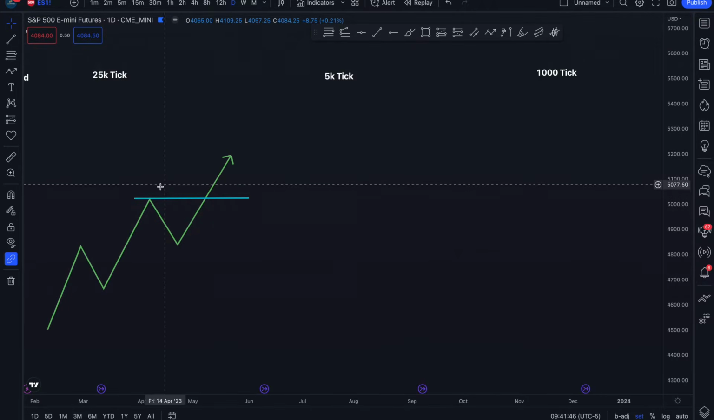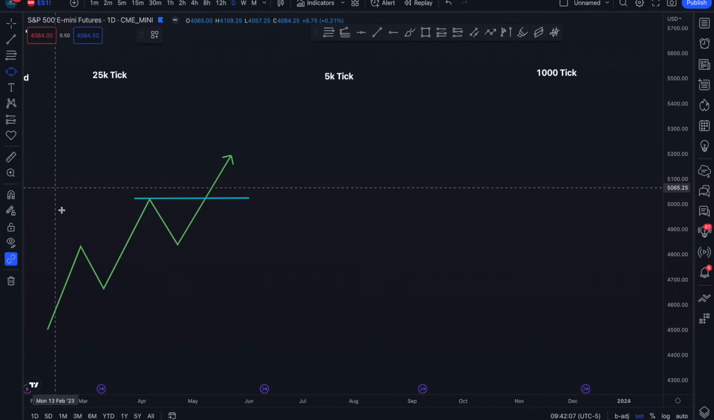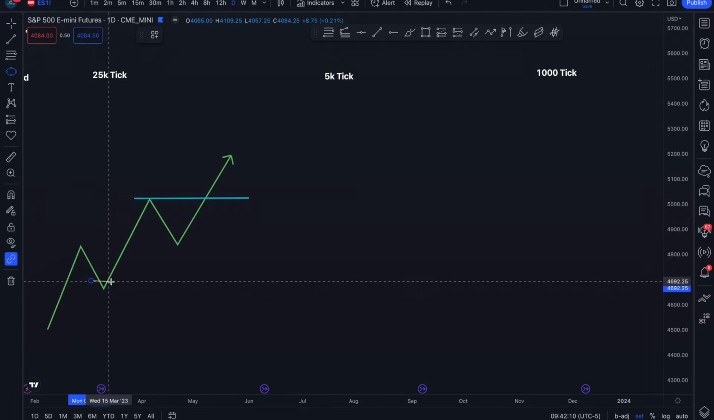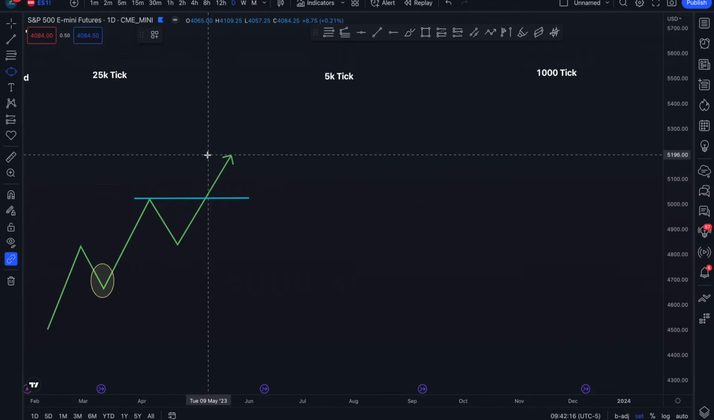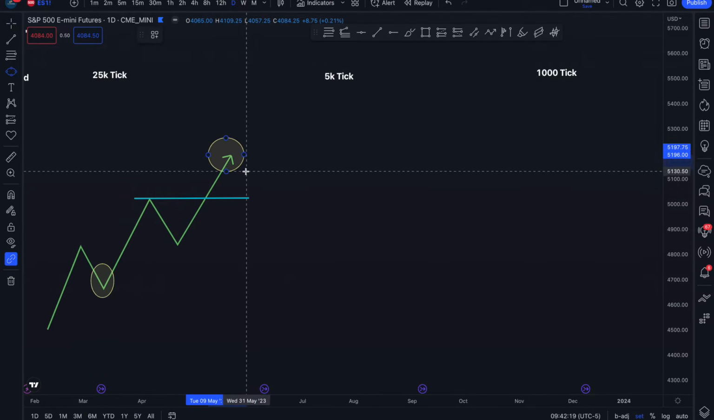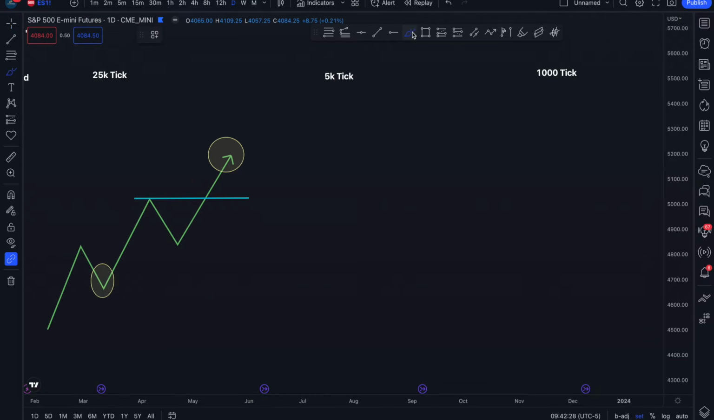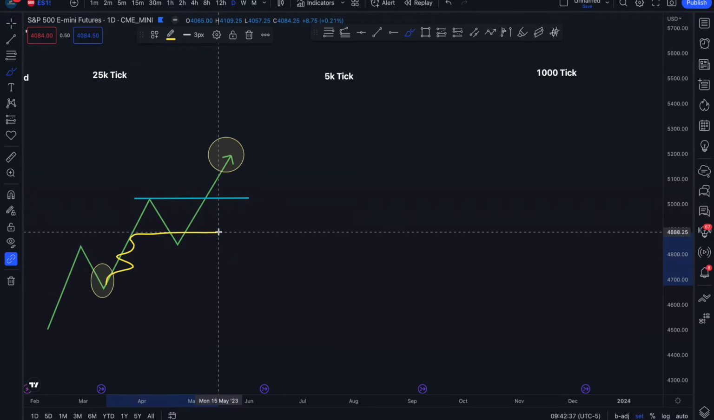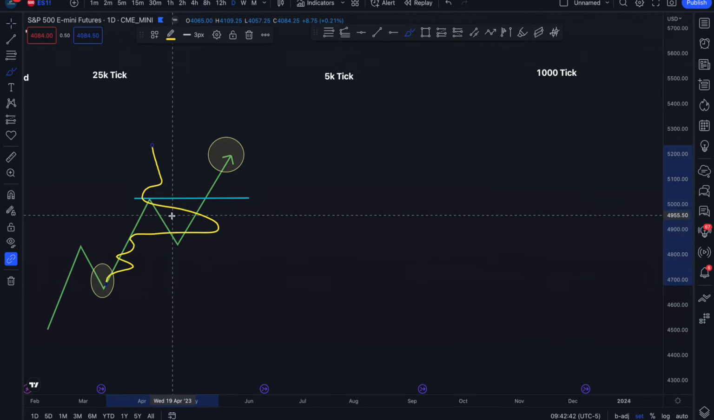So my profile, I can't actually use a profile tool on this, but my profile would go from here, and then it would go up to here. Okay, so I'd start here with my profile drawing tool and I draw it up to here. And what I'm looking at is some confirmation. So usually what you'll see is you've got your volume, some stuff going on, and somewhere in here, you're going to have a very significant high volume node and a POC.